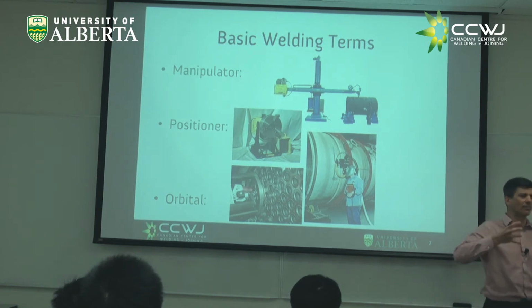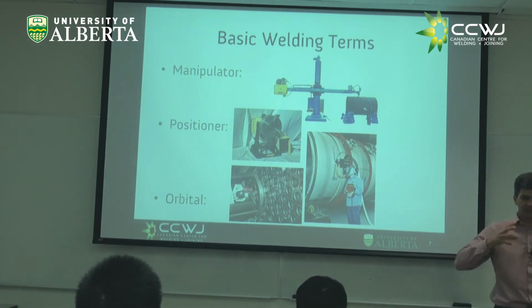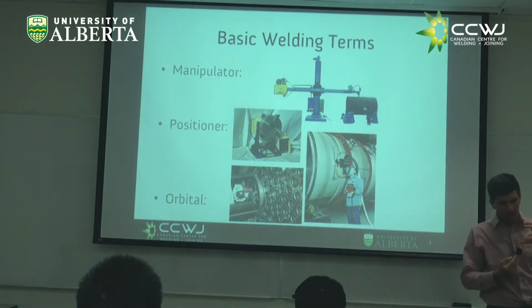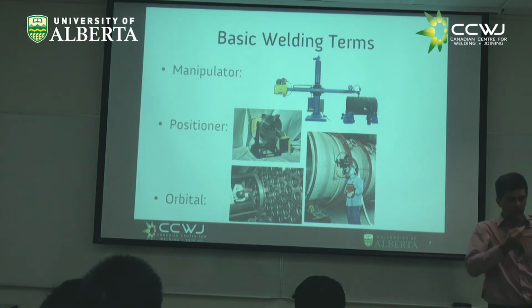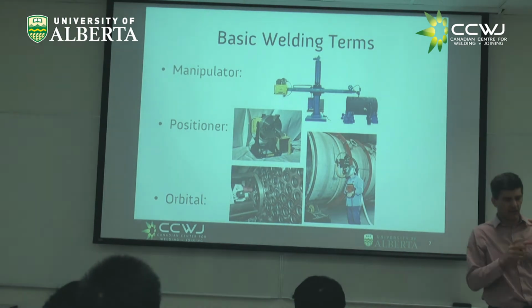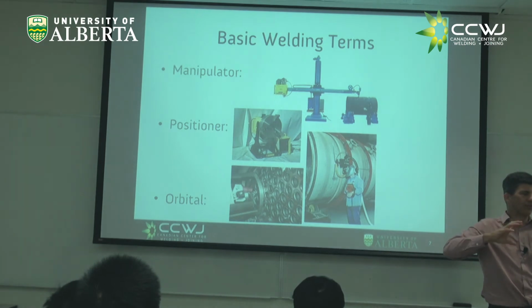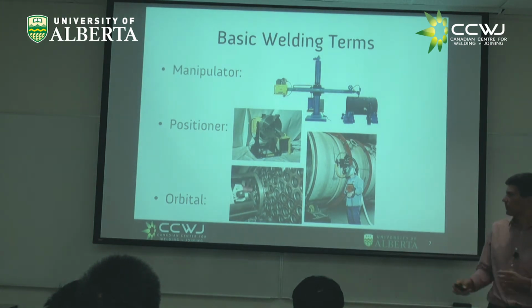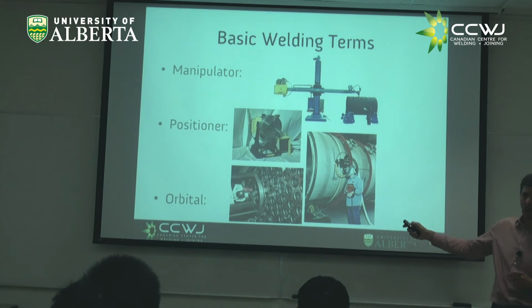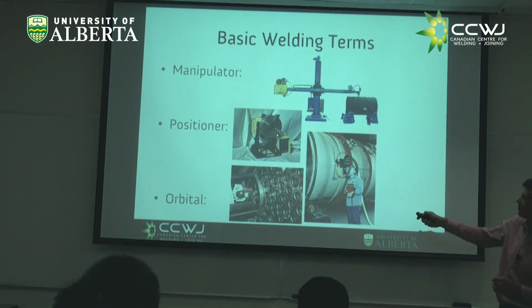Imagine you have a pipe. Sometimes you have to weld the pipe all around, and here at the top is good, and here at the bottom is bad. Or maybe you can roll the pipe. If you can roll the pipe, that's what the positioner does. The positioner keeps your pipe always in the good position as it rolls.